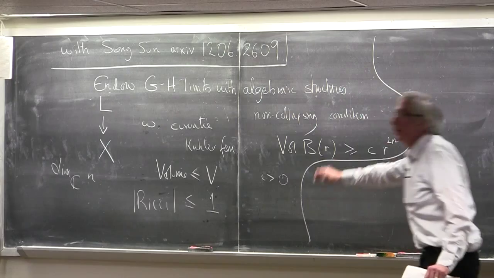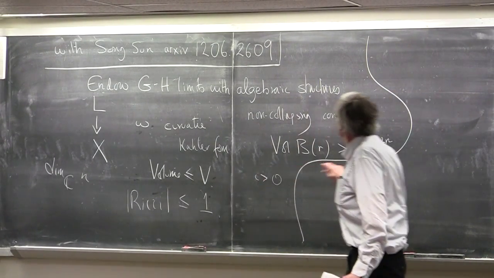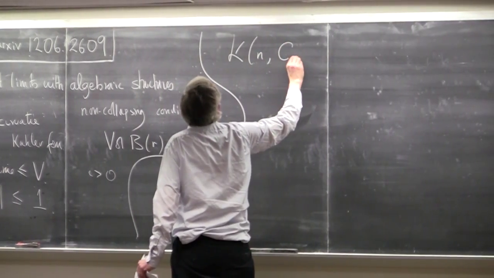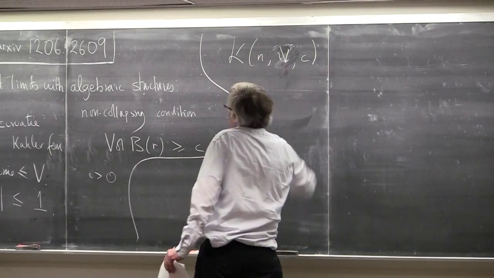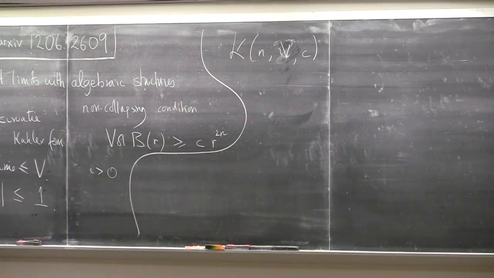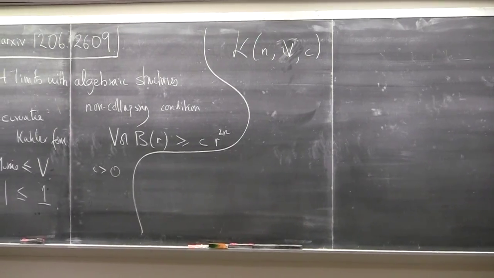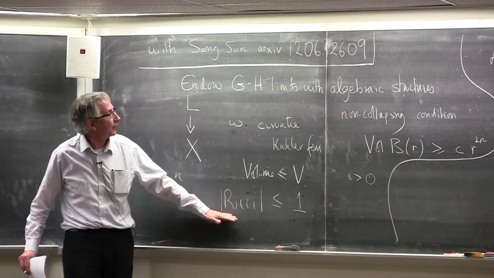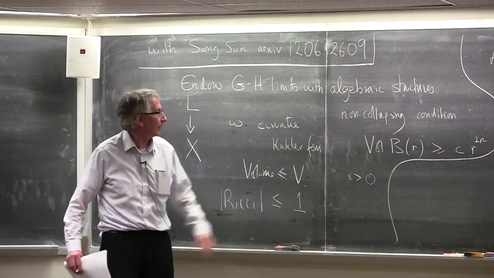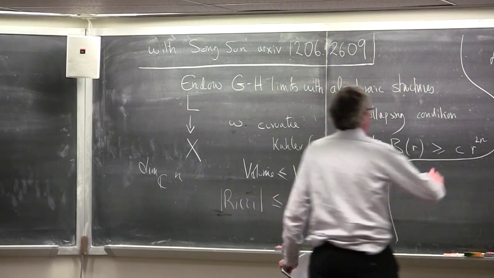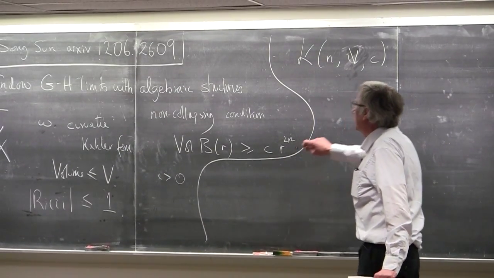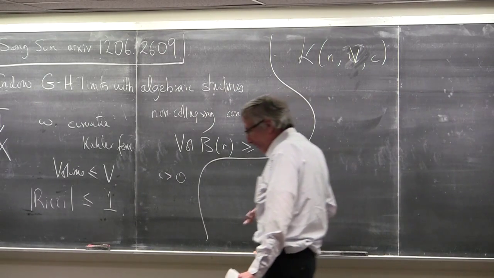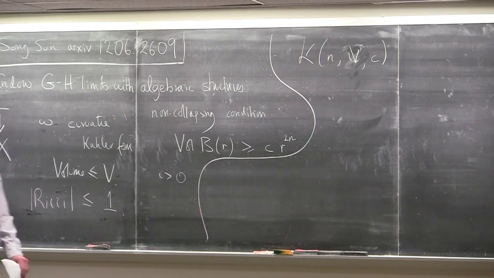So let's consider the collection of all such data, for fixed V, c and n. Let's call it K(n, V, c). So we're interested in the Kahler-Einstein case, when obviously this is satisfied with the suitable normalization of things, and this condition then follows. We're interested primarily in the Kahler-Einstein case of positive Ricci curvature.